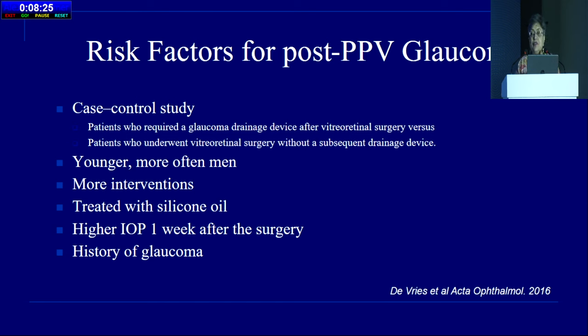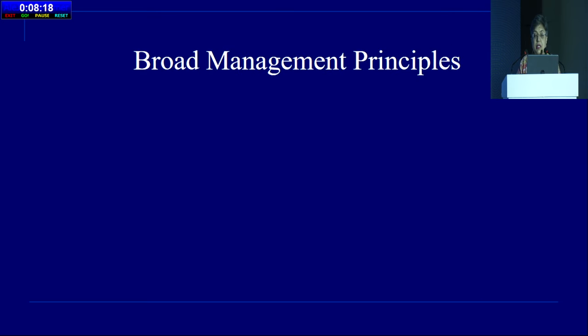So if you have a history of glaucoma and a deranged trabecular meshwork, those are the ones, intuitively, which you need to watch out for to have persistent IOP.